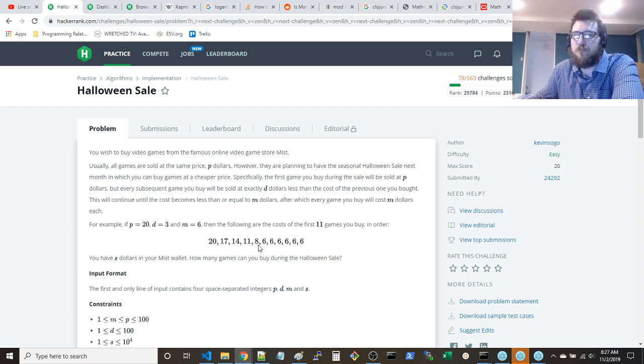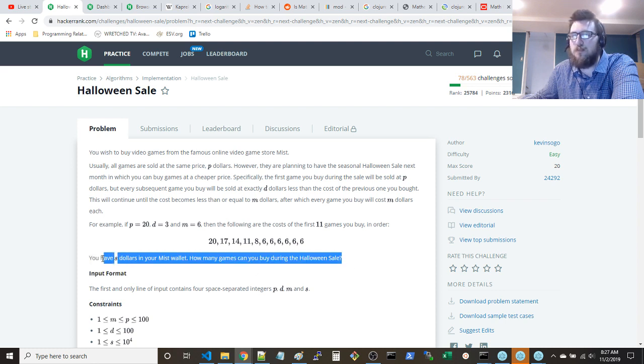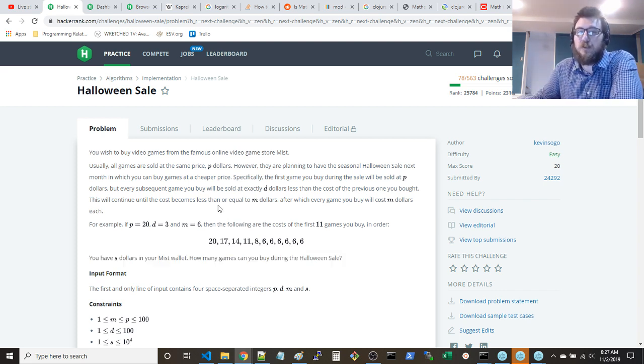So what's interesting is we can do this. I'm probably going to ask, do you have enough money, or how many games can you buy? That's a little more interesting. I was going to say, if you wanted to get the sum, you could still do this. It still works. Basically, you can write a function to compute, in constant time, how much it's going to cost you, given a certain number of games.